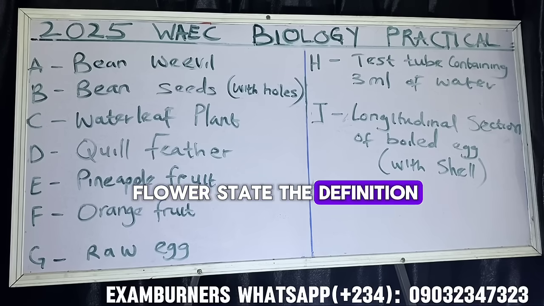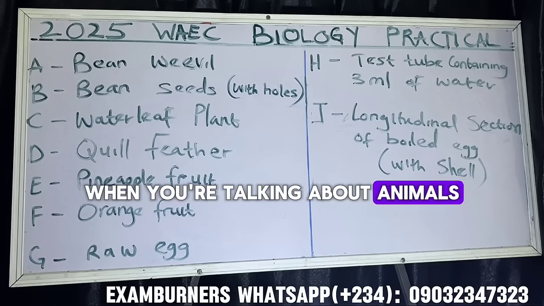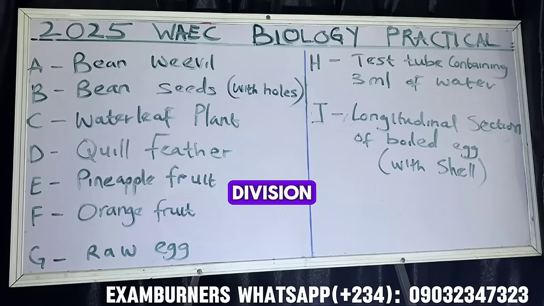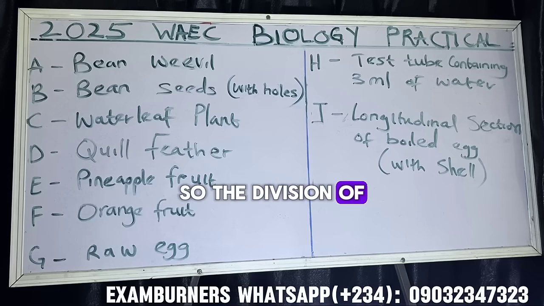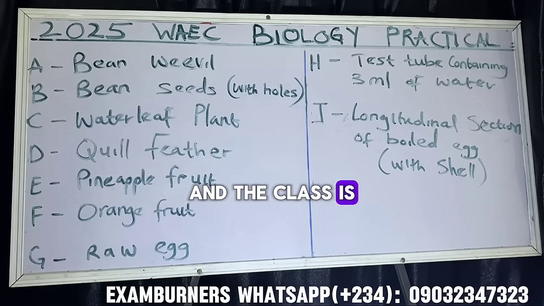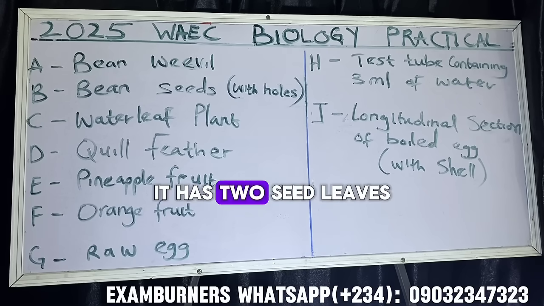State the division. Another name for phylum is division. When you are talking about animals, we call it what? Phylum. When you are talking about plants, we call it what? Division. So the division of specimen C is Angiospermatophyta, and the class is what? Dicotyledon. When you say that is dicotyledon, it has what? 2 seed leaves. That's 2 seed leaves.